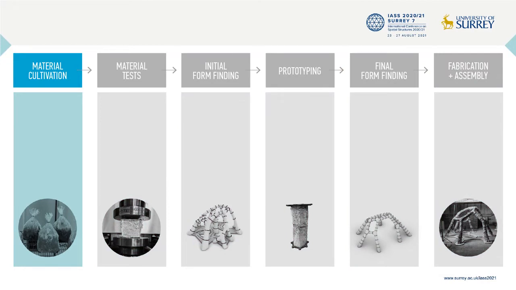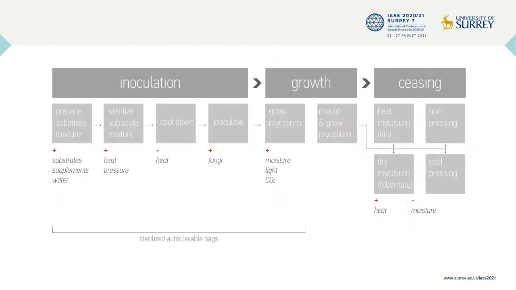We started by material cultivation. Cultivation of mycelium-based composites includes different stages and parameters. As many of these parameters are controllable, the material properties can be tweaked and composites with graded properties can be obtained. For MyCreate, we used waste sawdust and straw as our substrate, inoculated with oyster mushroom spawns.